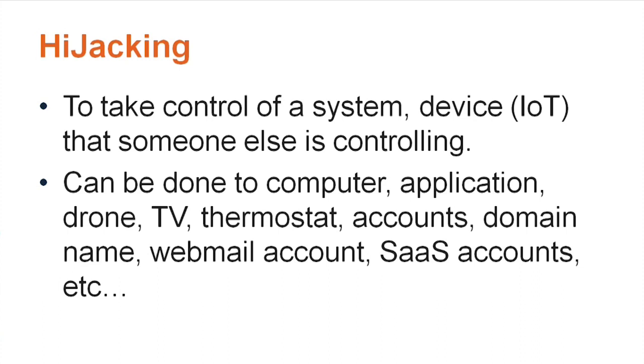Now we're going to discuss hijacking. Again, this is a generic term, and we're going to discuss how it relates to computer systems and ethical hacking. The definition is to take control of a system or a device, think Internet of Things, a toaster, a TV, whatever, that someone else is controlling. So just in case we didn't discuss that, IoT is Internet of Things, and it's like smart devices that are connected to the internet. Think thermostats, televisions, refrigerators, microwaves, everything just about has some kind of a connection nowadays. Or if not, they will soon. Air conditioners, HVAC systems, everything.